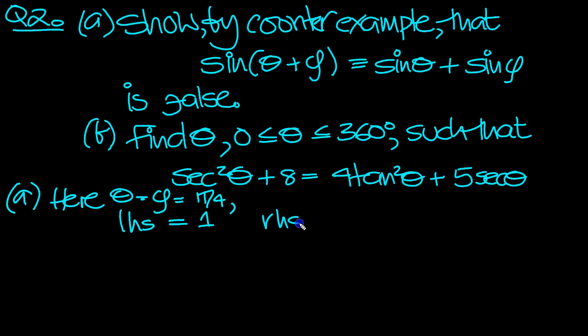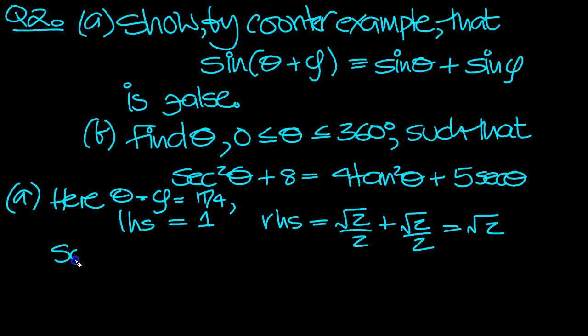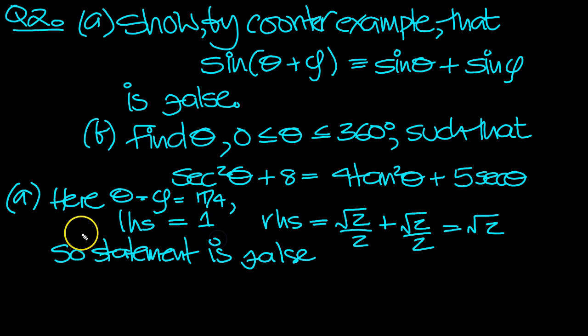And the right hand side, well, we'd get sine of pi over 4, which is 1 over root 2, which is root 2 over 2, plus another sine 45, which is root 2 over 2 again, which equals root 2. So the statement is false. Part B. Okay, find theta between 0 and 360 such that this holds.